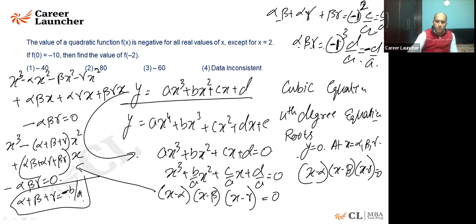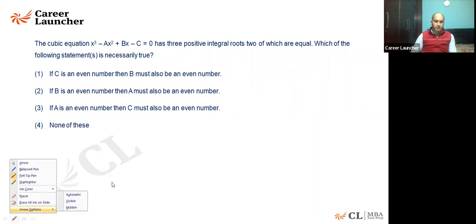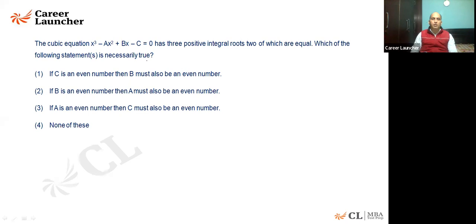Now, I would like you to take up one question here. Would you like to answer this question? Last question for tonight. This is a cubic equation and it has three positive integral roots, meaning all three are positive and they are integers, two of which are equal. So two of the roots are coming out to be the same.